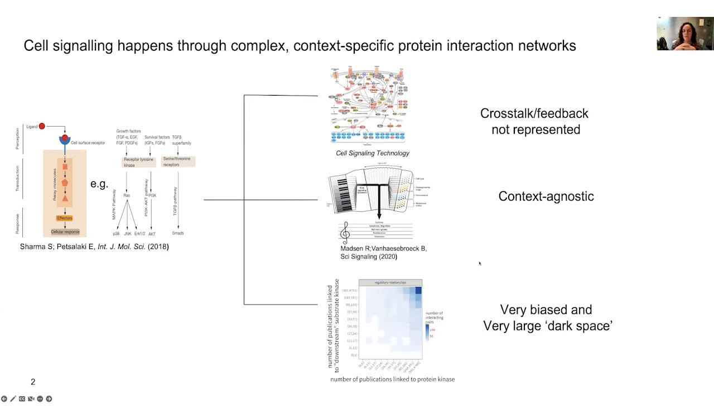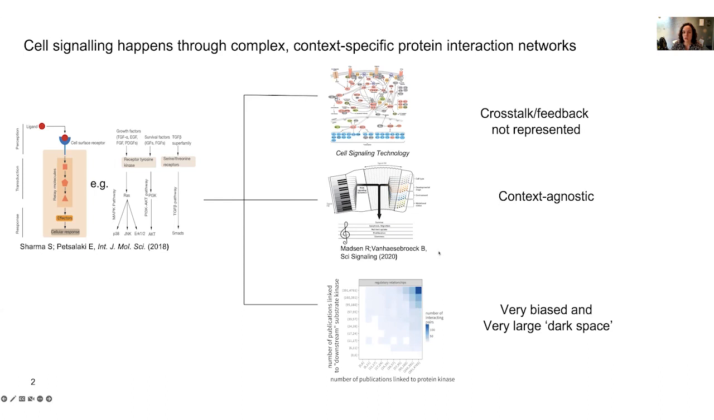And finally, there's a very big so-called dark space of signaling. So there's a lot of interactions and processes that happen that we know very little about, because the majority of our knowledge is accumulated based on kinases or proteins that do this kind of signaling that are very well studied. So here you have the number of publications associated with these kinases, going upward here and here, and you see that the regulatory relationships between these proteins, most of the ones that we know, are accumulated here in the top right-hand corner.